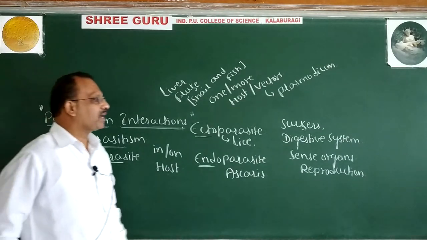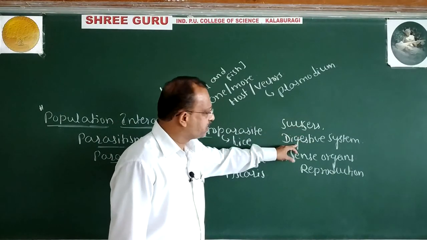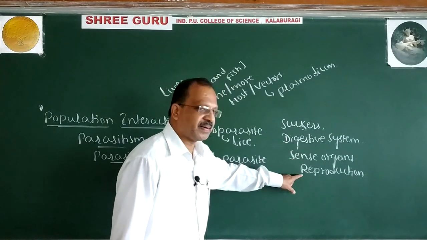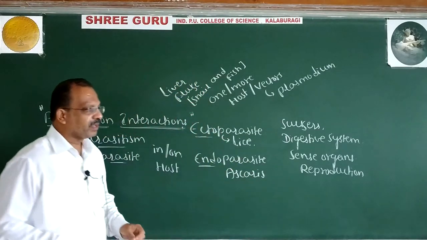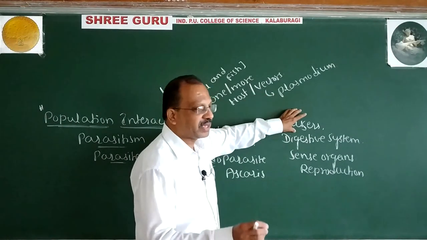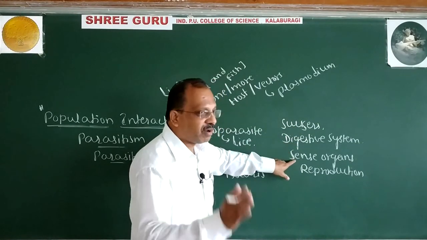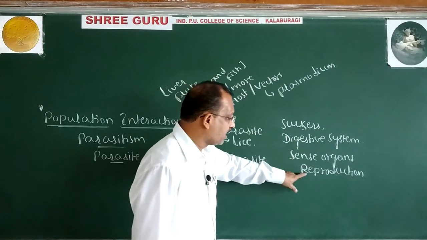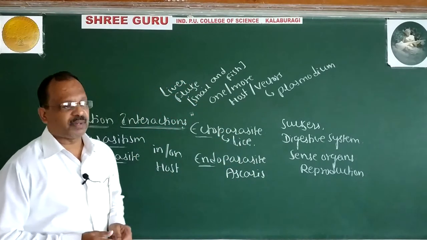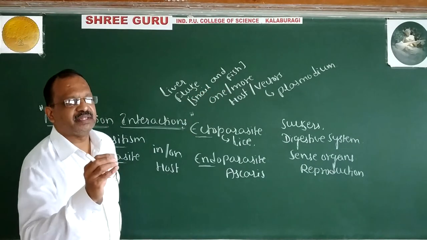Many adaptations are noticed in the parasites, like suckers, or you can call them adhesive structures, lack of digestive system, lack of unnecessary sense organs, and high reproductive potentiality. Because their life cycle is complicated, they need one or more hosts or vectors to complete their life cycle.